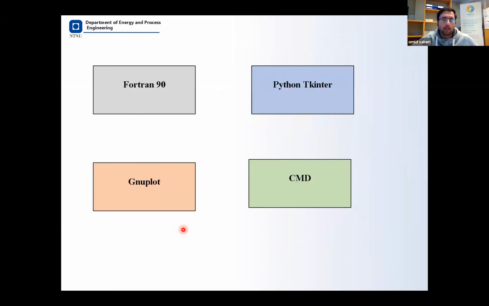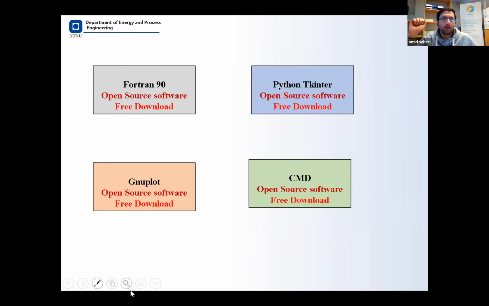Therefore, we use many different languages and software for writing this code. In this code, we use four different languages: Fortran 90, Python, GNUplot, and CMD. All of this software is open source, and also free. The important thing is that all of them are free. No one requires you to pay money; you can download them free from the internet.